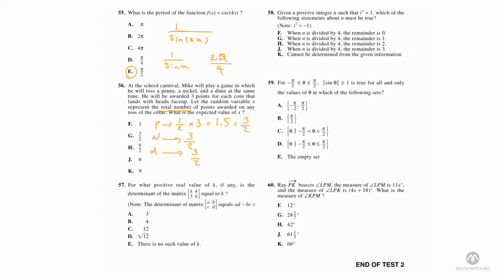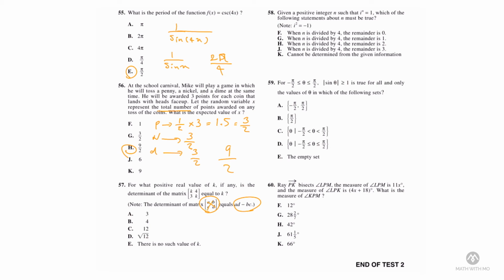Add them all together is going to be 9 over 2. For what positive real value of k, if any, is the determinant of this matrix equal to k? So what is the determinant? We have AD minus BC.